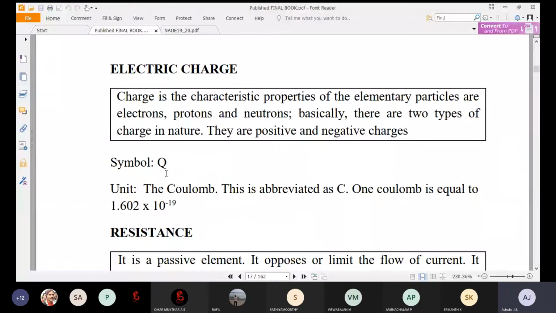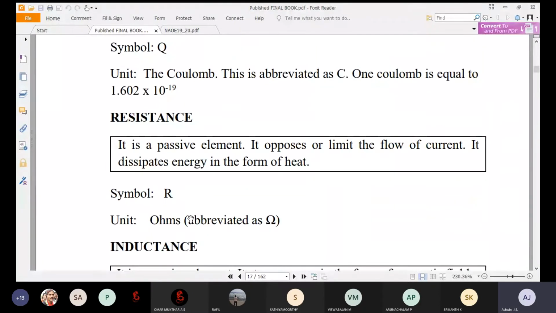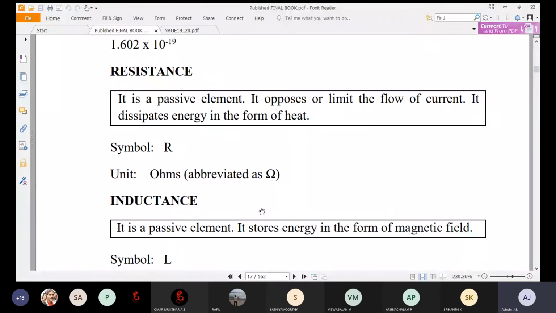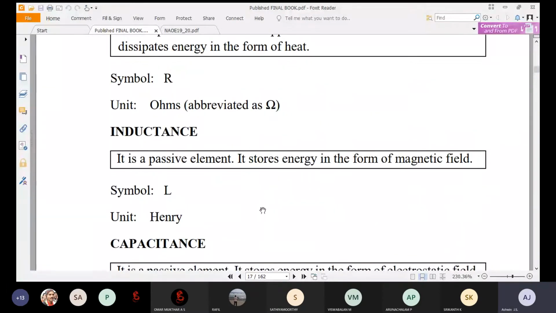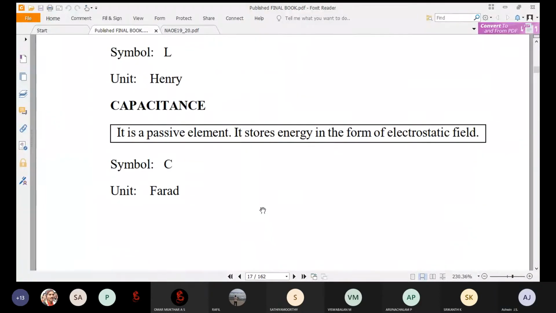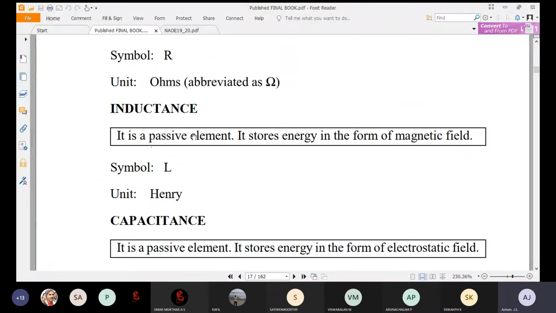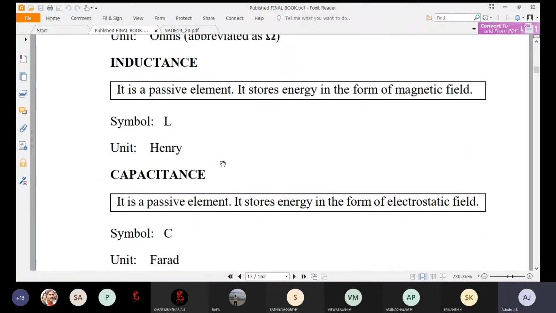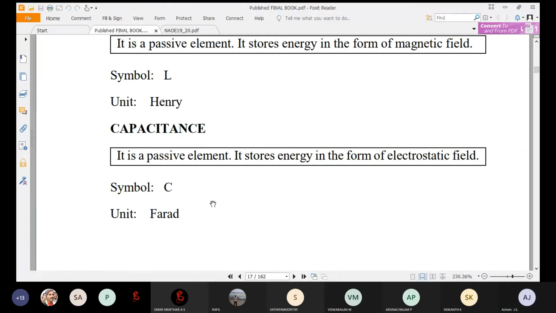So charge, the electron charge, the value of 1 coulomb they have given. This you have already seen in physics, 1.62 into 10 to the minus 19. Okay, so these are the basic parameters: resistance, inductance, and capacitance. You need to note down the units: ohm, and the symbol for inductance is henry. Don't forget.